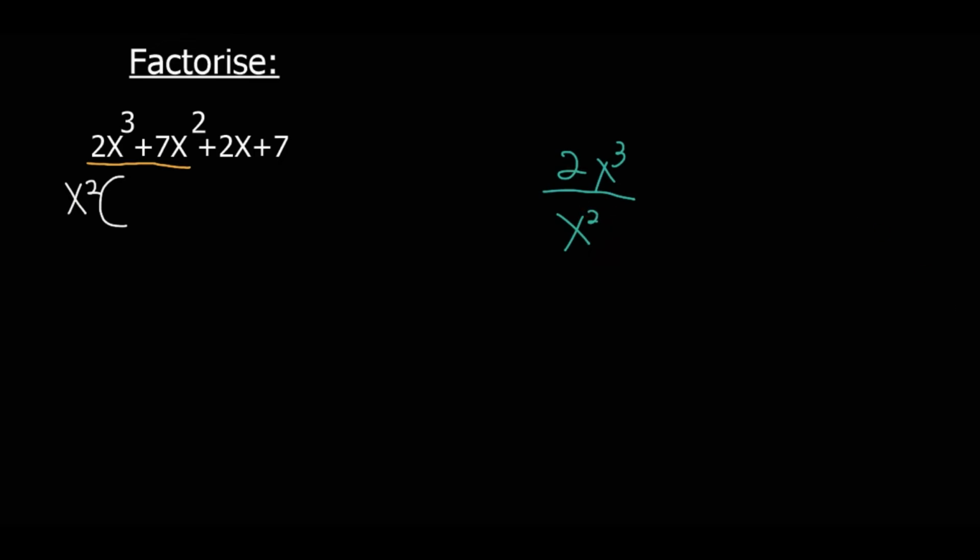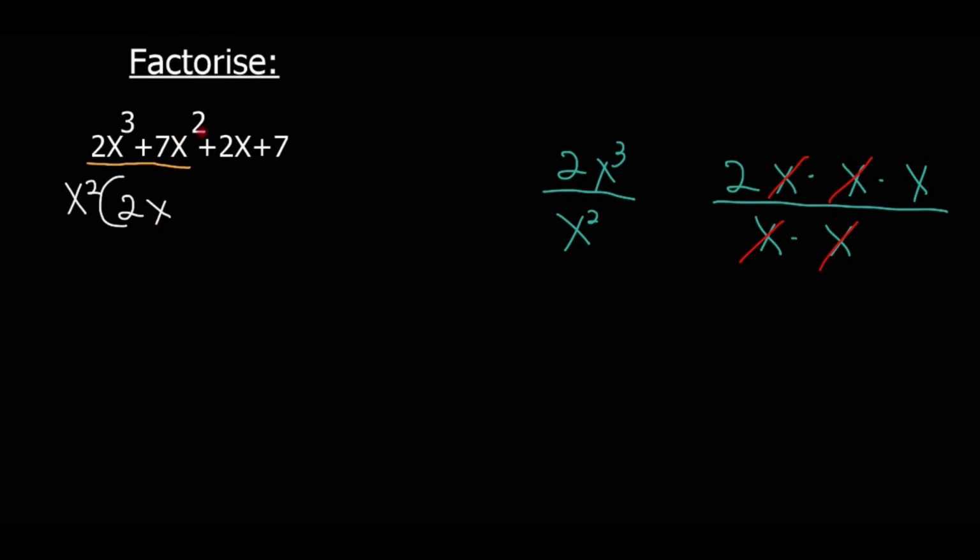Remember 2x cubed, we're going in this way. 2x times x divided by x times x. And therefore, x and x cancel, x and x cancel. So we remain with 2x.